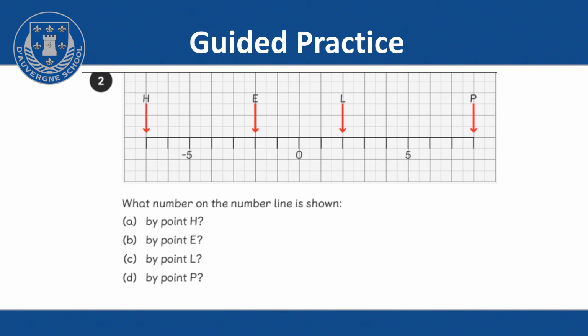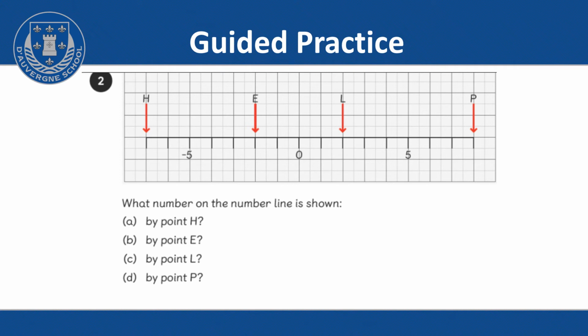Okay, 1, 2, 3, 4, 5, 6, 7. But because we've counted from 0 to the left, we know that in fact it's not going to be 7, it's going to be minus 7. So in order to help you remember that, you might want to count from 0, minus 1, minus 2, minus 3, minus 4, minus 5, minus 6, minus 7. We are moving 7 spaces to the left, and it is bringing us to minus 7.